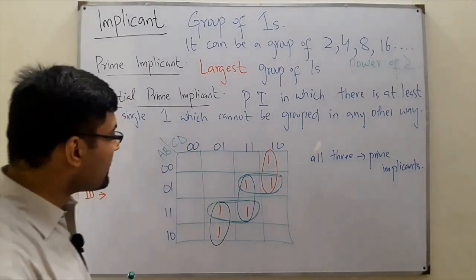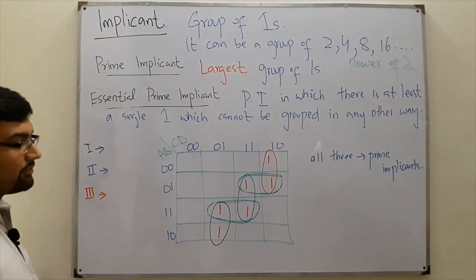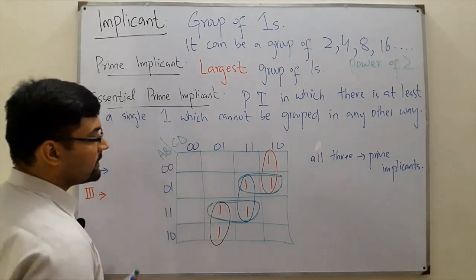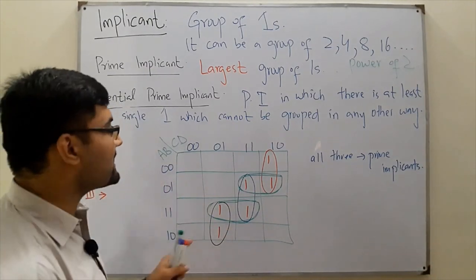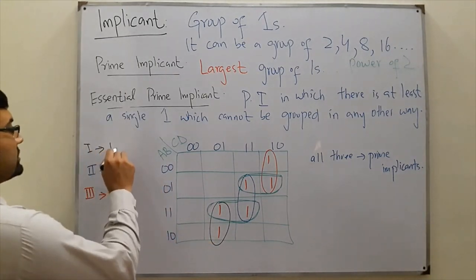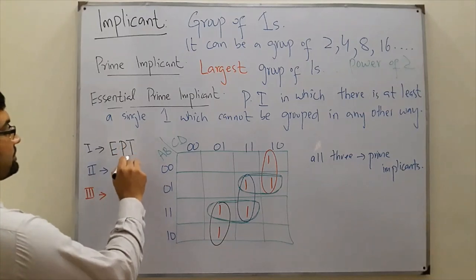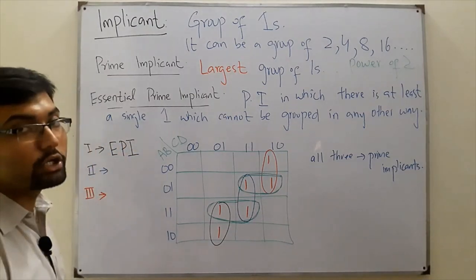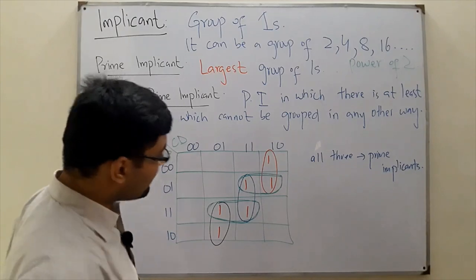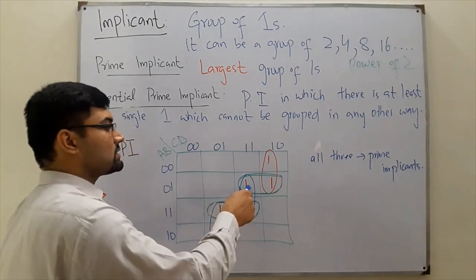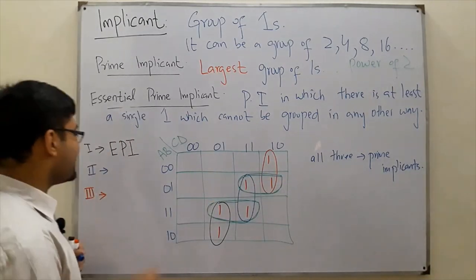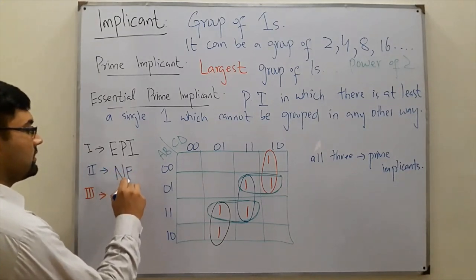Now in group number one first, you have this one which cannot be grouped to any other one. We don't have a one over here, over here, or over here, which means this cannot be grouped to any other one, so group number one is an essential prime implicant, because it has a one that cannot be grouped to any other ones. Now group number two does not have any one that cannot be grouped. This one can be grouped to this as well and to this as well. Similarly, this one to this and to that as well. So this is not an essential prime implicant.